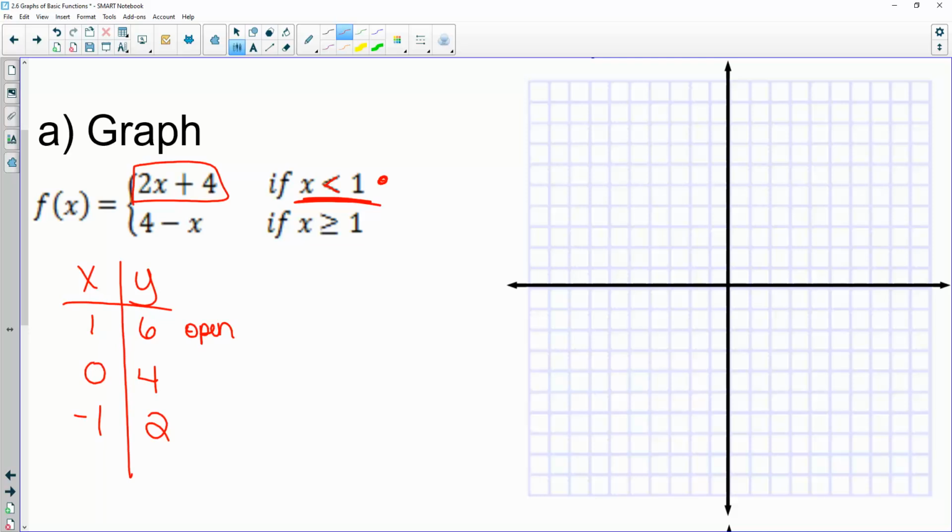So on my graph, 1, 6 is an open circle. Then I have 0, 4. It's only the first circle that's open, so these others are closed circles. When I go to draw this line, keep in mind that open circle was my starting point, so I don't have arrows going both directions. We were only traveling the less than direction.